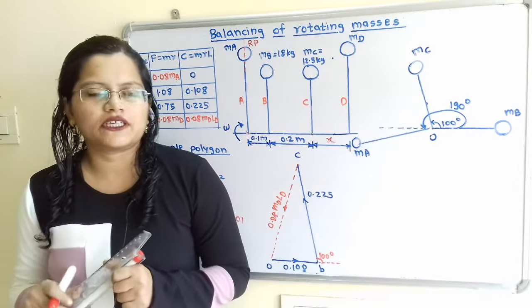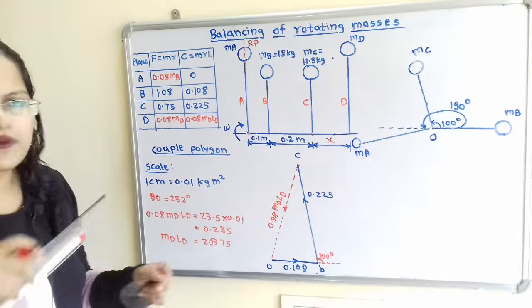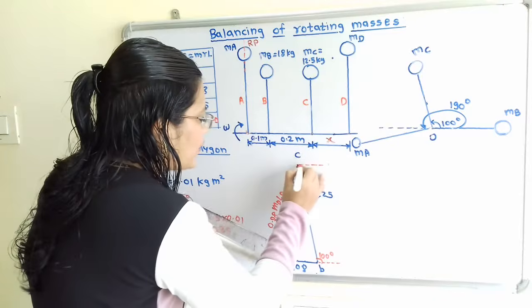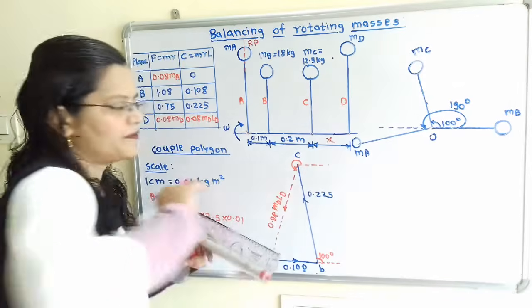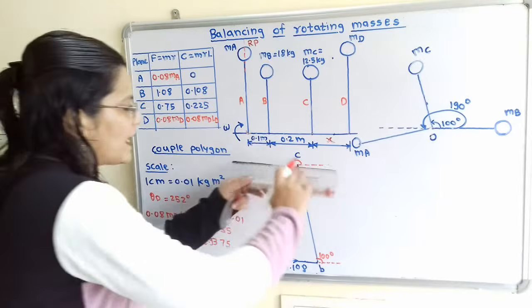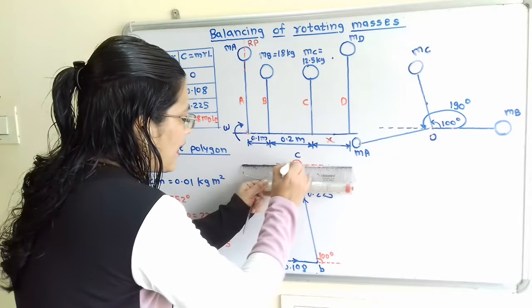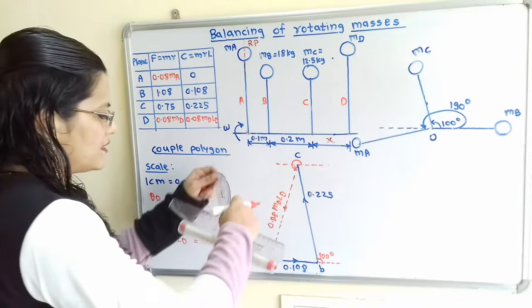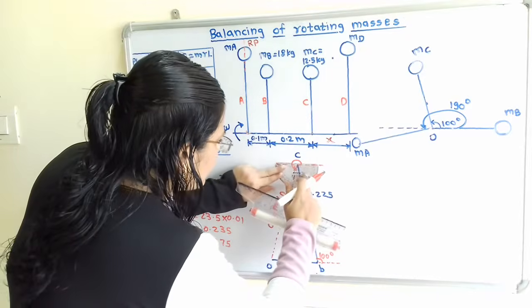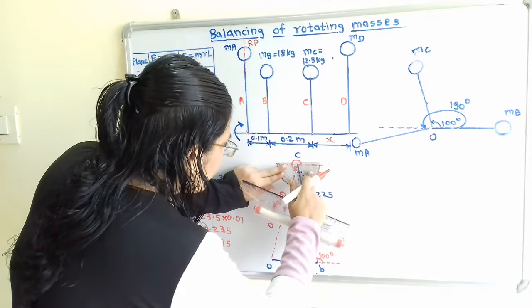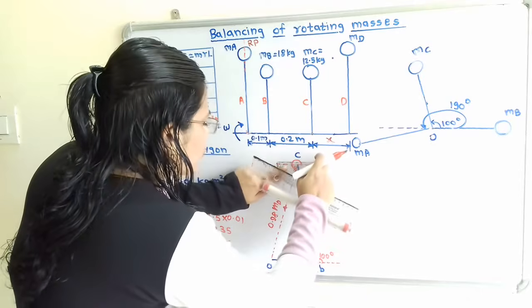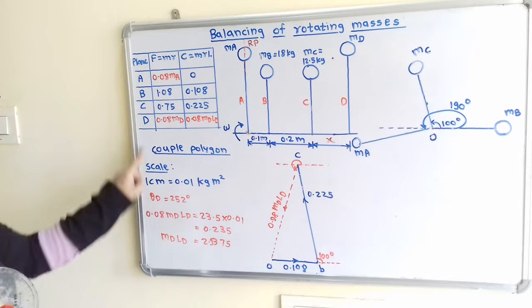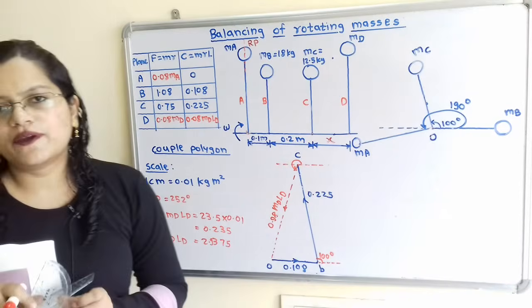Now we have to measure the angle for this plane D. How to measure? From this point C, we will draw one construction line, and now we have to measure this total angle. With the help of protractor, if I draw this one horizontal line, then this total angle upward of this horizontal line is 180 degree. If I measure the remaining angle, then it is equal to 72 degree. So 180 plus 72, that is equal to 252 degree. So we can say that theta D is equal to 252 degree.